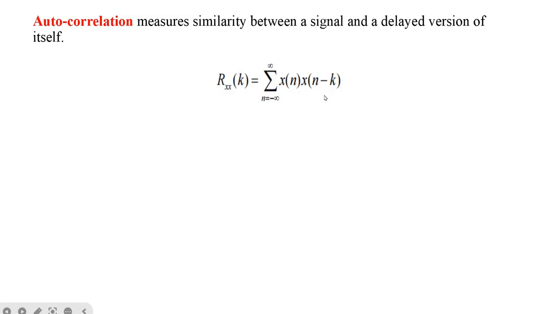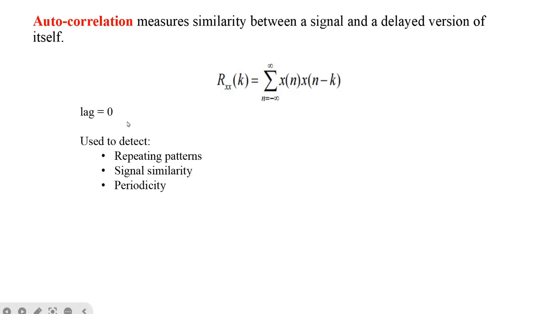So here this k is nothing but the lag, and rxx of k is the autocorrelation. x of n is a signal at any time n. So here we are taking the summation from n equal to minus infinity to plus infinity. That is, we are taking the summation over the entire length of the signal.